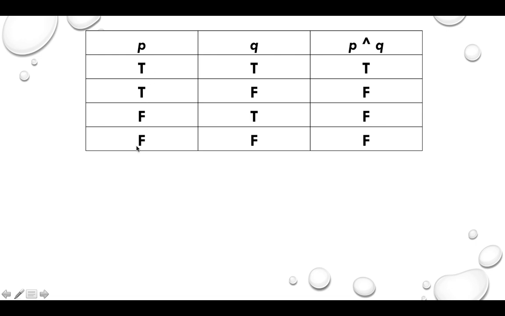So we have 4 rows, and then we have 2 columns for P and Q, and we have here the conjunction or P conjuncts Q. So kung napapansin ninyo, ang dalawang true lamang ay true pagdating sa conjunctions.